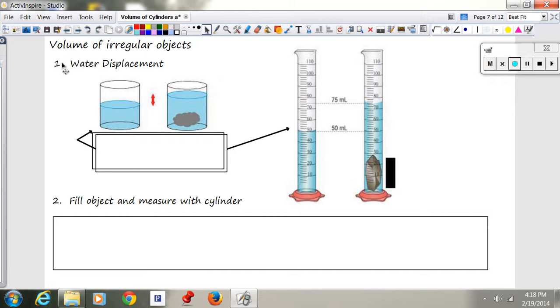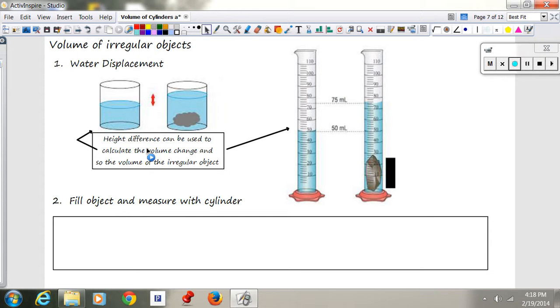Okay, volume of irregular objects. These are objects that are not shapes that we would know. There are two methods. One is the water displacement method. You can see how much water would move. The height difference can be used to calculate the volume change, and so the volume of an irregular object.